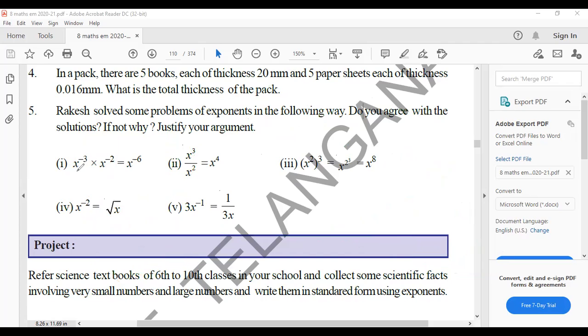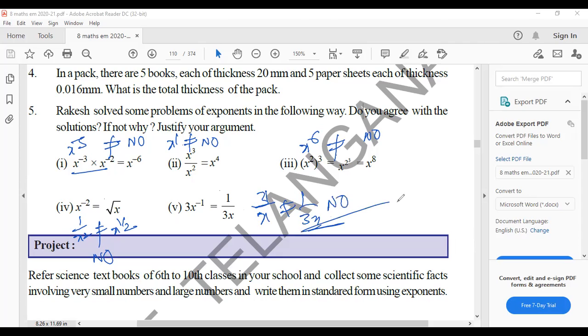Finally, I'll write down. This is x power minus 5, so it is not equal. The answer is no. This is x power 1, this is not equal. The answer is no. This is x power 2 into 3, that is 6. It is not equal. The answer is no. This is 1 by x square is equal to root x. If you write root x as x power 1 by 2, these answers are not correct. So the answer is no. This is 3 by x, which is not equal to 1 by 3x. The answer is no.